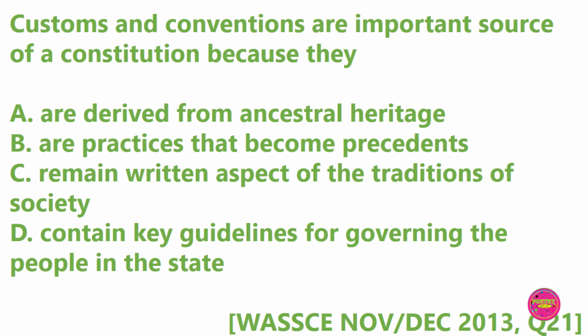Customs and conventions are an important source of a constitution because they A. Are derived from ancestral heritage. B. Are practices that become precedent. C. Remain written aspects of the traditions of society. D. Contain key guidelines for governing the people in a state. The correct answer to this question is D. Contain key guidelines for governing the people in a state.